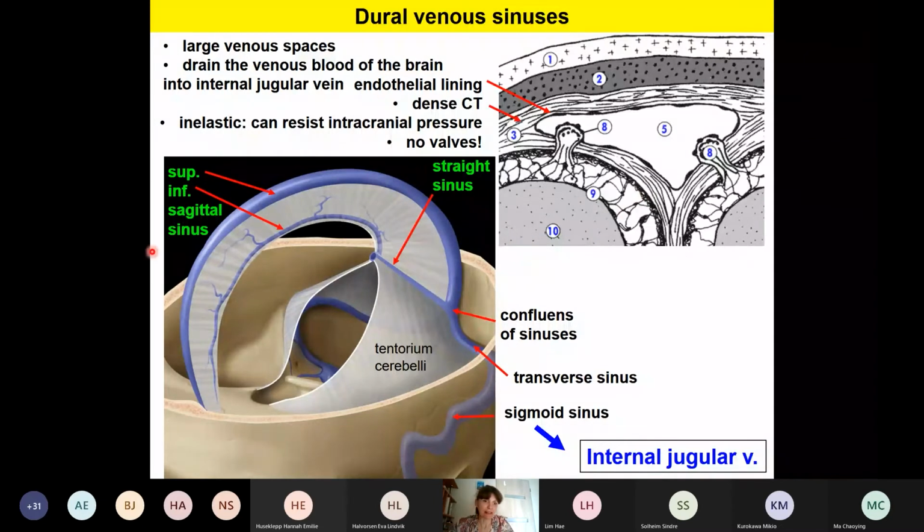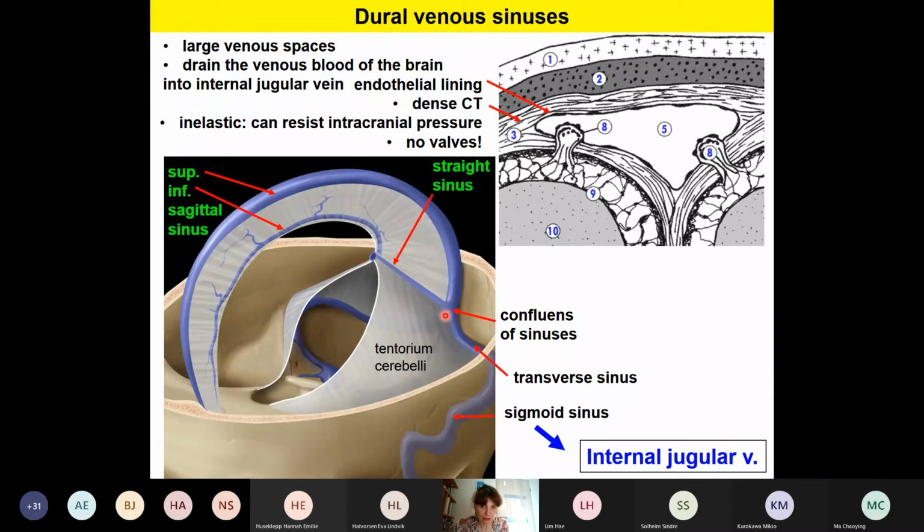And you can see that in the falx, you have in the upper margin of the falx the superior sagittal sinus, in the lower margin the inferior sagittal sinus, and where the falx and the tentorium meet, then you have the straight sinus. This is a sagittally arranged sinus.